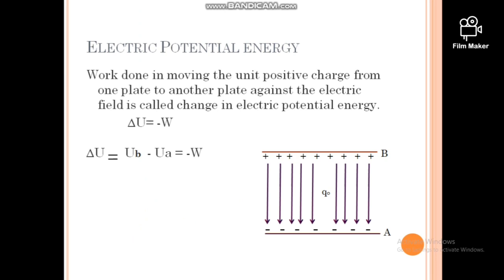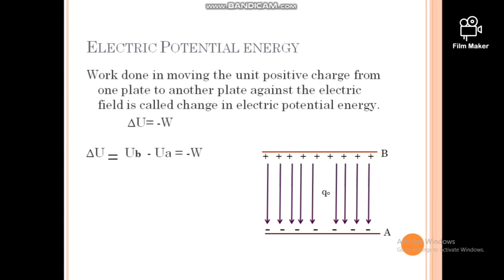For this purpose, consider two plates A and B, which are separated by a small distance. On plate A, negative charge is uniformly distributed, and on plate B, positive charge is uniformly distributed. The lines of force are from B towards A, which indicates the direction of the electric field. Now we place the test positive charge Q naught between these two plates.